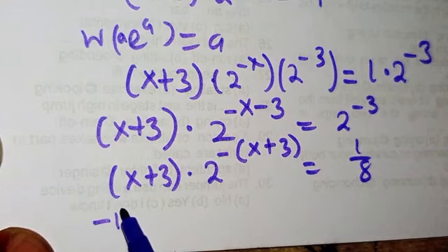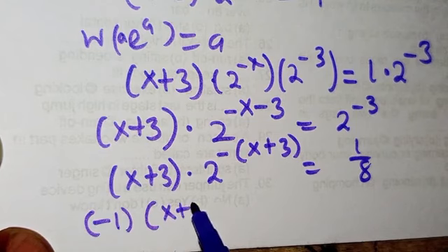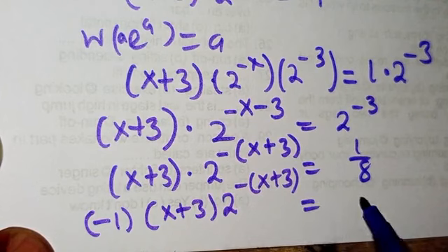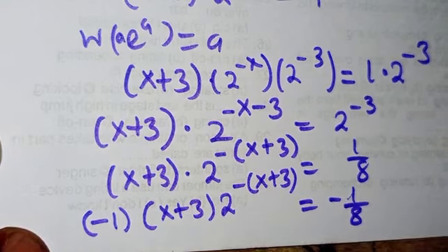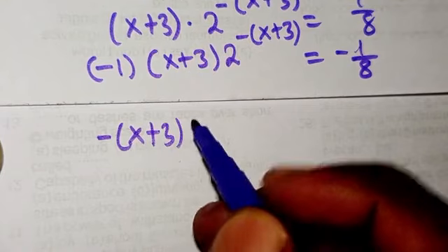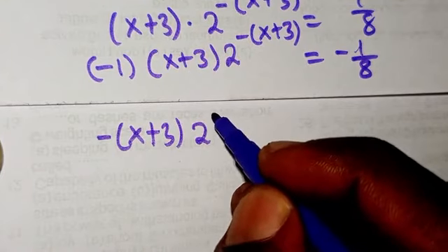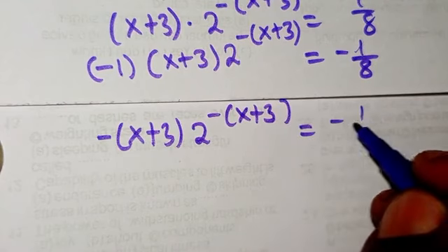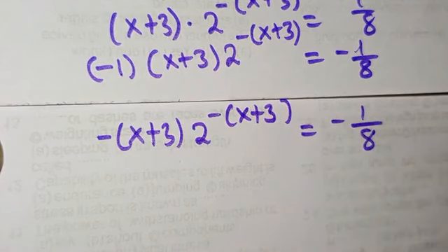Minus 1 multiplied by x plus 3, 2 to the power of minus x plus 3, equals minus 1 over 8. That is the minus 1 here. So now from there we have minus x plus 3, 2 to the power of minus x plus 3 equals minus 1 over 8. Good.